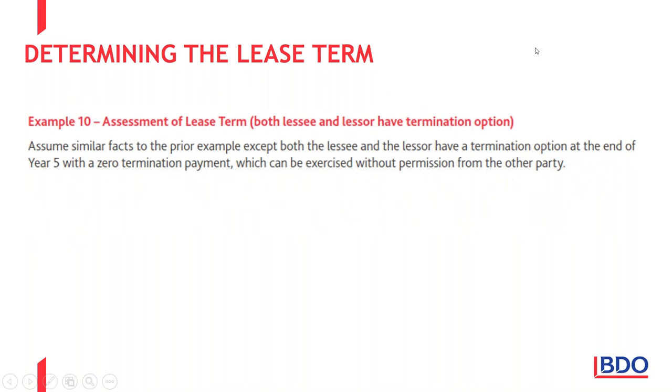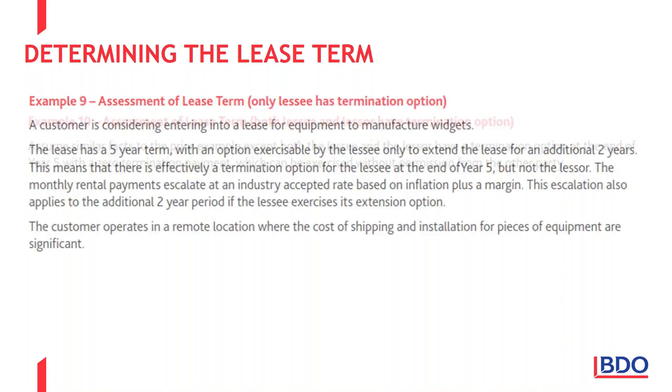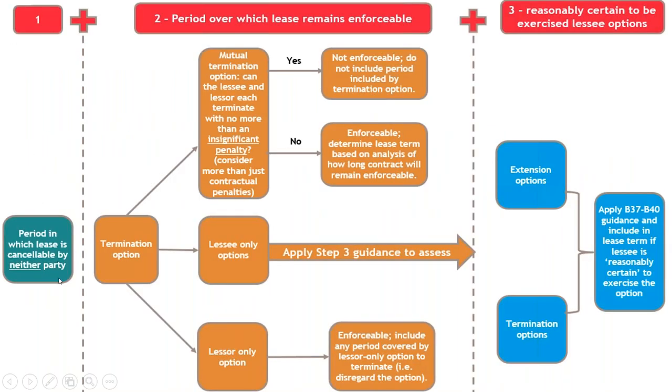In example 10, we use the same facts, but in this instance, both the lessee and the lessor have a termination option at the end of year 5, and there's a zero termination payment, which can be exercised without permission from the other party. So this is now interesting. In this situation, again, if we go back to our decision tree, the period in which the lease is cancelable by neither party, number one, is the 5 years. But now we're in this middle yellow block, the B34.